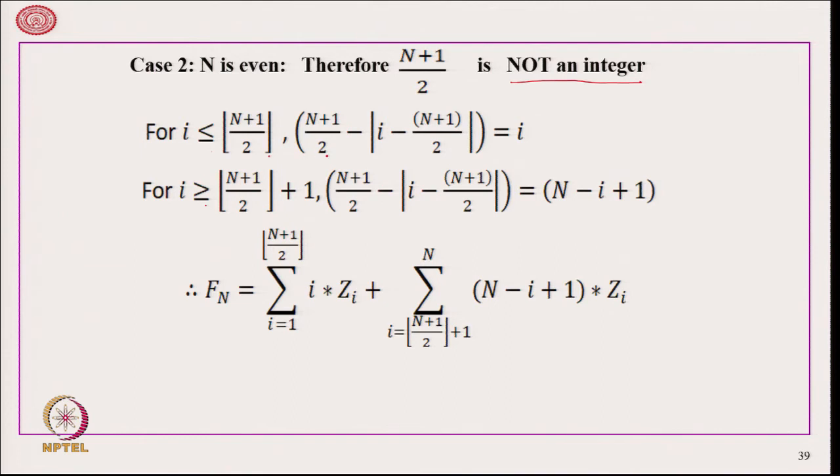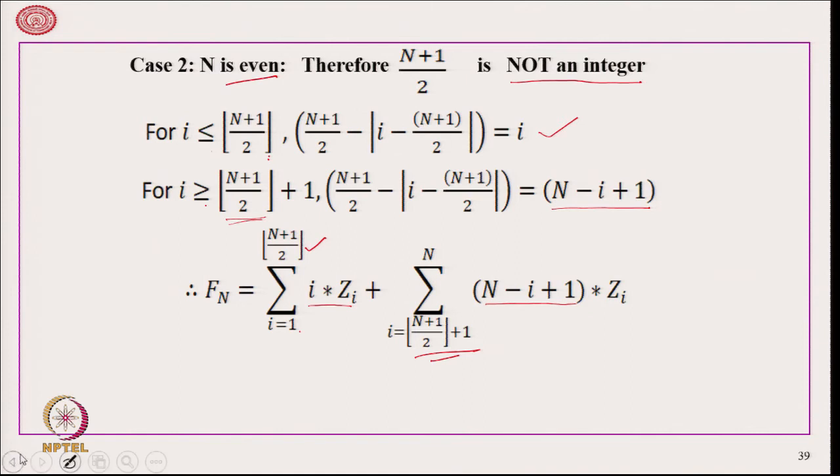And in a very similar way, we can see that for i less than or equal to the floor of (n+1)/2, we get the value i, and for i greater than or equal to the floor value of (n+1)/2, we get n minus i plus 1. Therefore, the Freund-Ansari statistic for n even is F_n equal to the sum for i equal to 1 to floor of (n+1)/2 of i times Z_i, plus the sum for i equal to floor of (n+1)/2 plus 1 to n of (n minus i plus 1) times Z_i. So, that is the statistic when n is even.